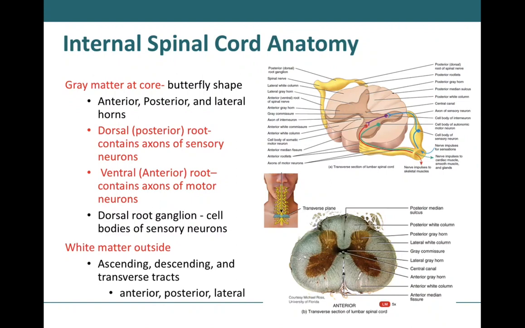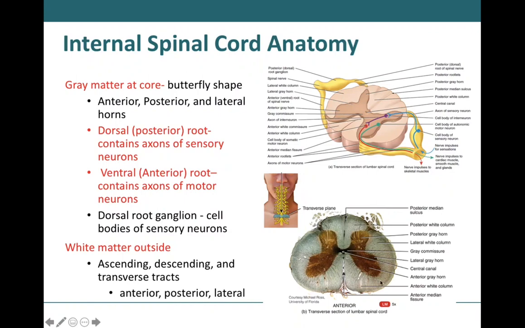But as for the white matter, if we can remember, white matter is made up of myelinated axons. The axons of our neurons are projecting out into this white matter, and so this is where we find our ascending and descending tracts. So we separate the white matter into different columns. We have an anterior, a posterior, and a lateral white column.